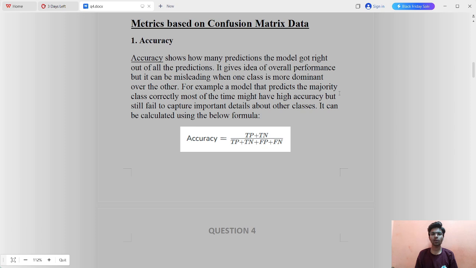It gives the idea of overall performance, but it can be misleading when one class is more dominant over the other. For example, a model that predicts a majority class correctly most of the time might have a high accuracy but still fail to capture the important details about other classes. It can be calculated using the below formula. Accuracy equals TP plus TN upon TP plus TN plus FP plus FN.